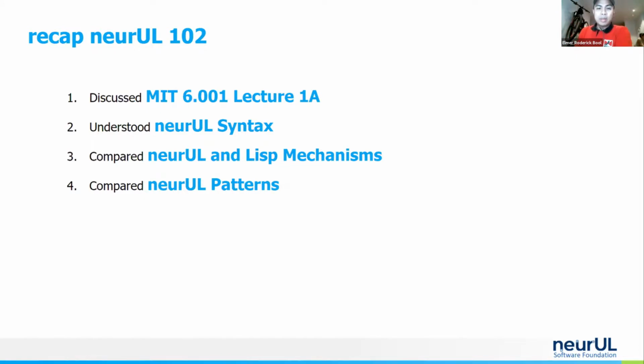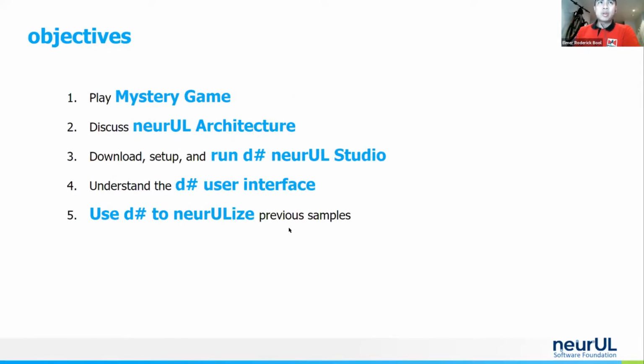We looked at how we implemented inheritance, instantiation, and properties in classes as well. So that's just a quick go through of the previous session. Now, what are the objectives of this current session?